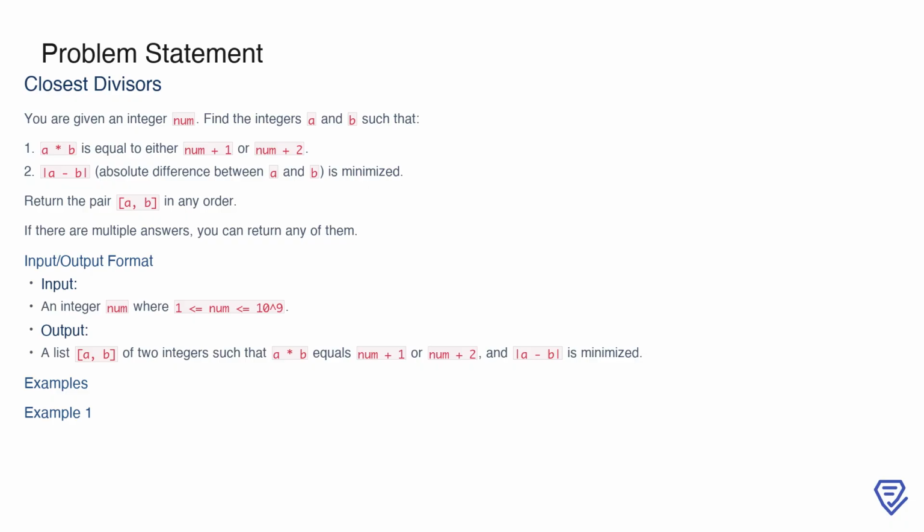The input is an integer number that ranges from 1 to 10 to the power of 9. For the output, you'll return a list containing the pair, a, b. The challenge lies in not only finding valid divisors but also ensuring that the pair you choose has the smallest possible difference between the two numbers.